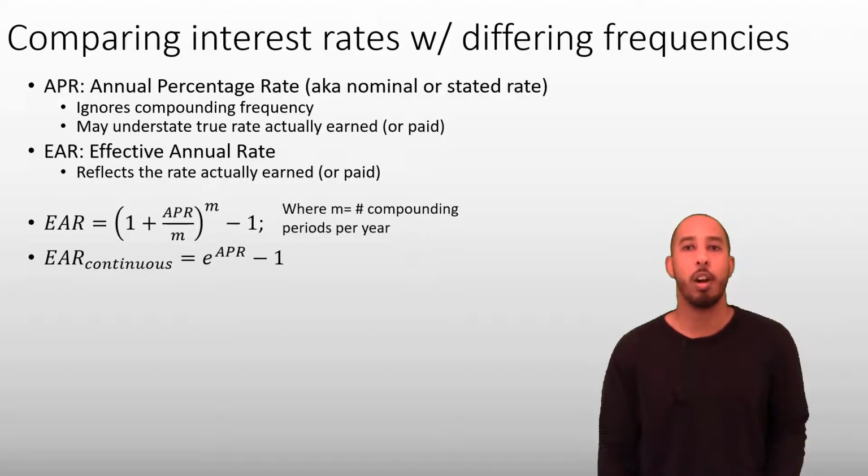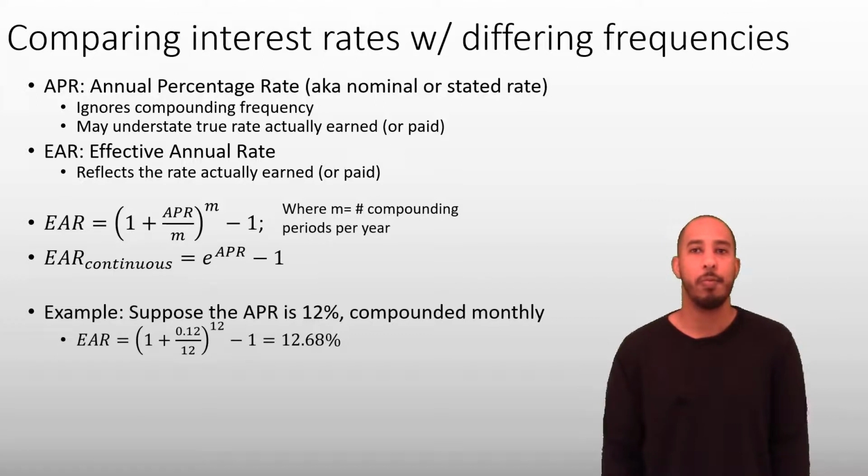To compute EAR, we would apply this formula here. The effective annual rate is 1 plus the APR divided by M, raised to the M power, minus 1, where M here represents the number of compounding periods in a year. We can also find the EAR for continuous compounding by doing e raised to the APR, minus 1.